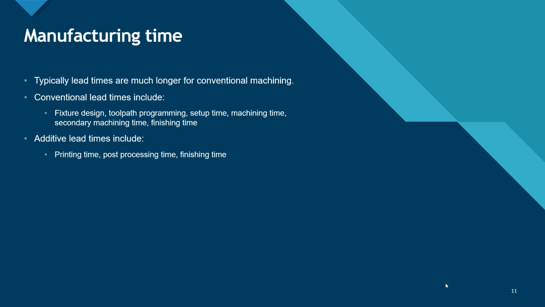With respect to manufacturing time, lead times are much longer for conventional machining. Conventional lead times include fixture design, tool path programming, setup time, machining time, secondary machining time, and finishing time, whereas additive lead times include printing time, post-processing time, and finishing time.